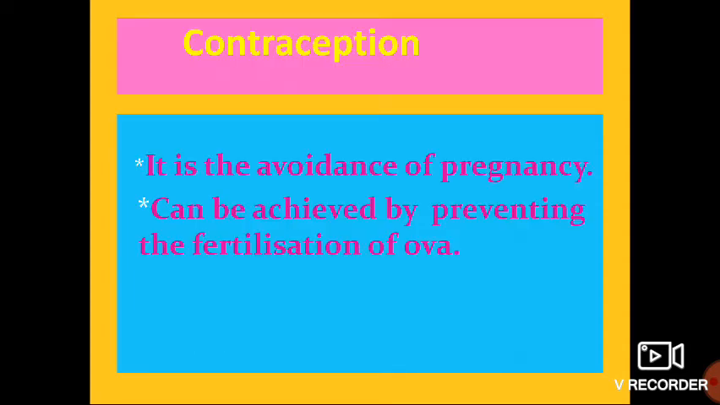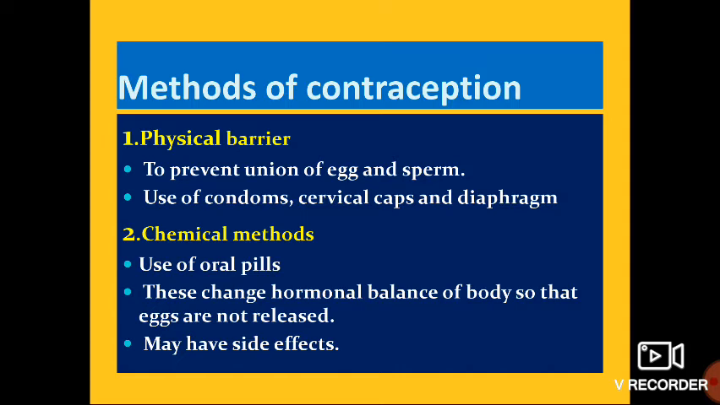Contraception. It is the avoidance of pregnancy. Contraception can be achieved by preventing the fertilization of ova. Methods of contraception. First one is the physical barrier method. To prevent the union of egg and sperm, that contraceptive method prevents the union of egg and sperm. Thereby fertilization is not happening.